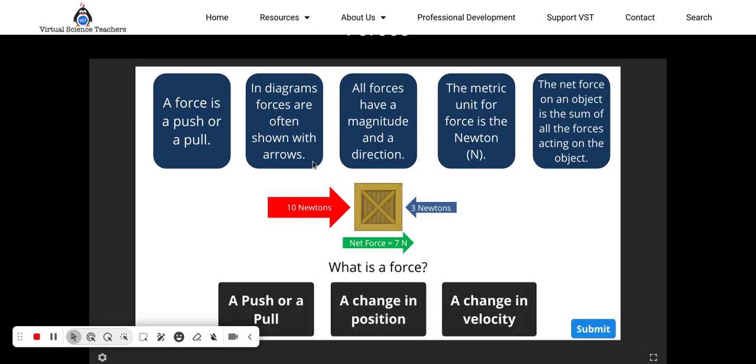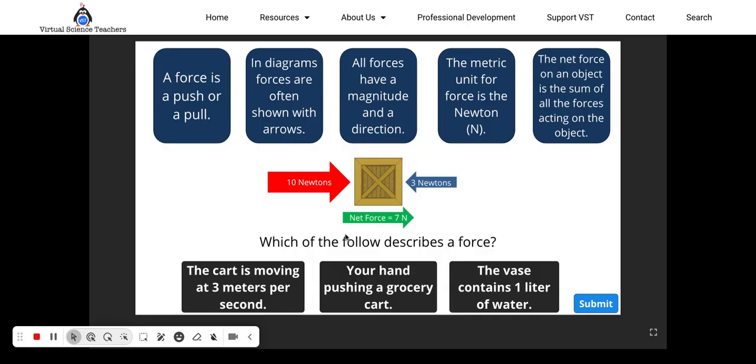All right, so what we're going to have now is a series of questions that are all based on all of these boxes up here. So what is a force? Again, that was up here. Okay, so then the next question, which of the following describes a force? A cart moving 3 meters per second, your hand pushing a grocery cart, a vase contains 1 liter of water. So for these options, we need to know the units of force, which were this box right here. And we probably need to know the definition of force, which is over here, because this is more of an example.